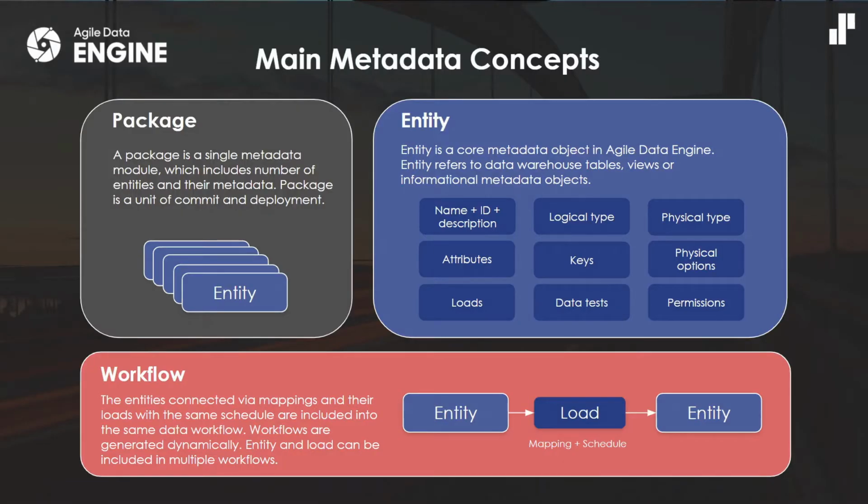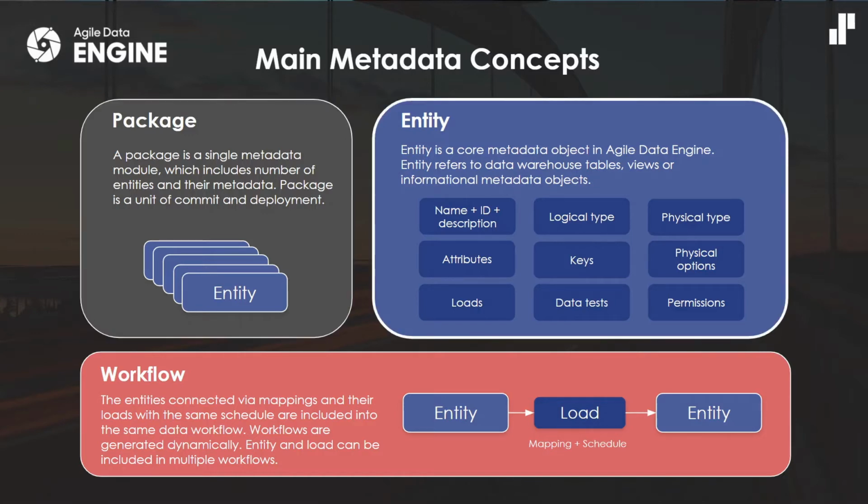Before starting the demo, it is good to introduce key metadata concepts of Agile Data Engine so it is easier to follow the demo. Package. A package is a single metadata module that includes a number of entities and their metadata. A package enables the modularization of the data warehouse content, data models and loads, into manageable and deployable pieces. This helps to achieve agility with truly incremental and iterative development. Package is the unit of commit and deployment.